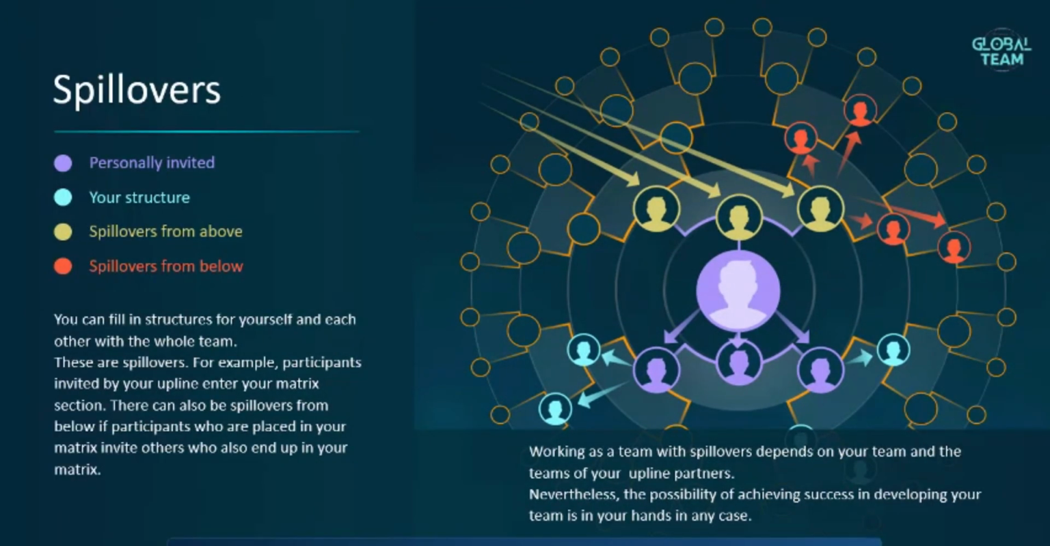Spillovers. Personally invited. Your structure. Spillovers from above. Spillovers from below. You can fill structures for yourself and each other with the whole team. These are spillovers. For example, participants invited by your upline enter your matrix section. There can also be spillovers from below, if participants who are placed in your matrix invite others who also end up in your matrix. Working as a team with spillovers depends on your team and the teams of your upline partners. Nevertheless, the possibility of achieving success in developing your team is in your hands in any case.